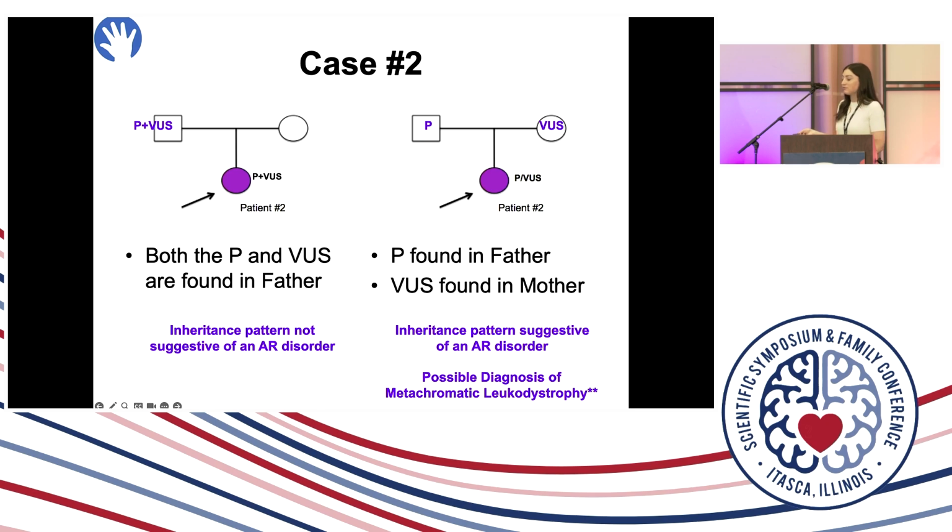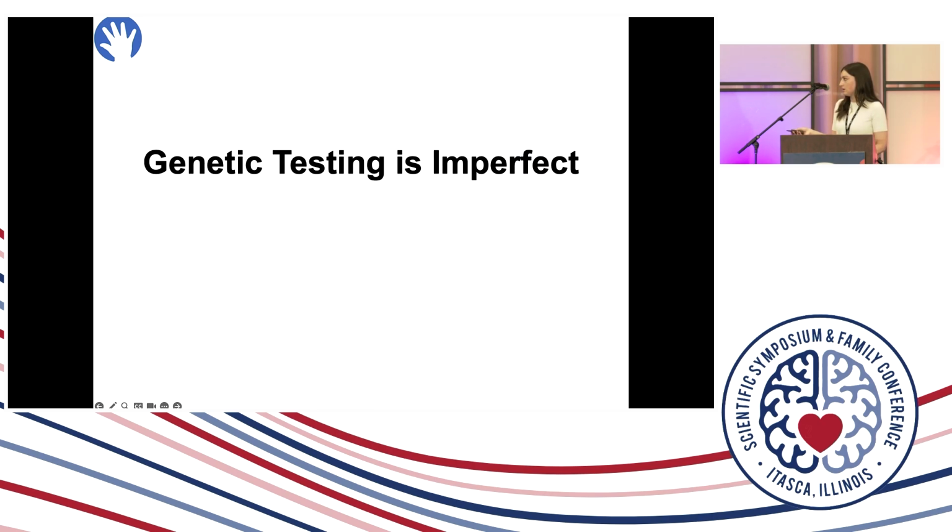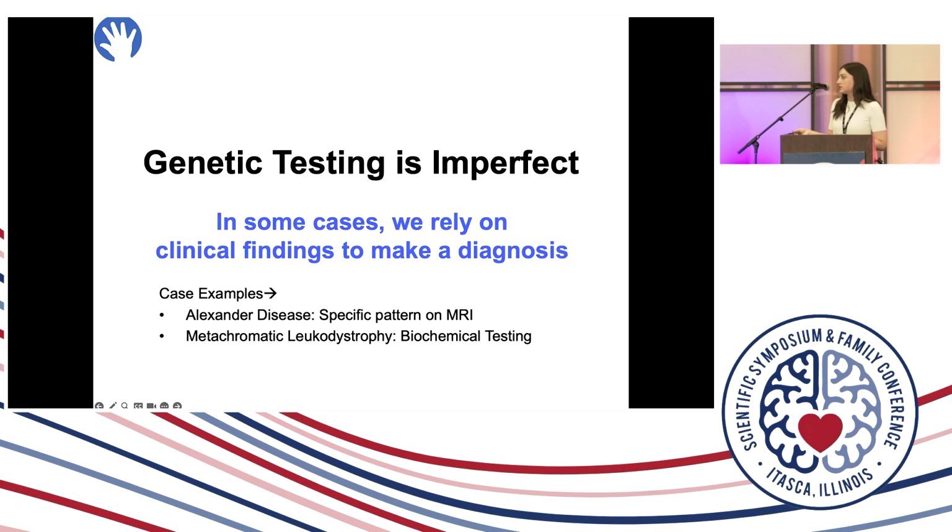However, we have these little asterisks here because we still need the clinical information for our patient in order to better understand if this VUS is really something that's causative. Genetic testing is very imperfect, and it's really because we don't know every single type of genetic change that can potentially contribute to human health. And so in some cases, we rely on clinical findings to help us to make a diagnosis.